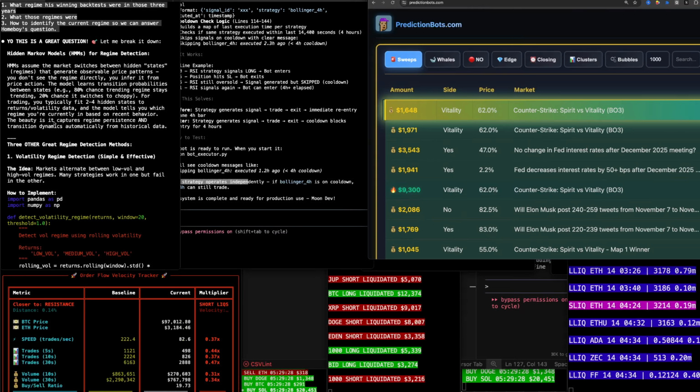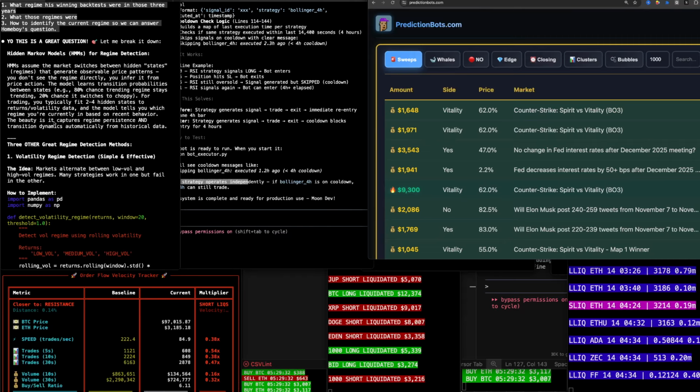The regime, like what type of market? Are we in a choppy market? Are we in a trending market? Are we in a downward market? When those 3 out of 5 years were doing well on the backtest, what regimes were we in then? And what regime are we in now?